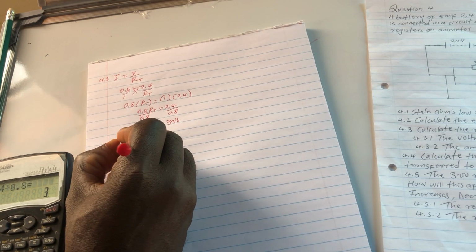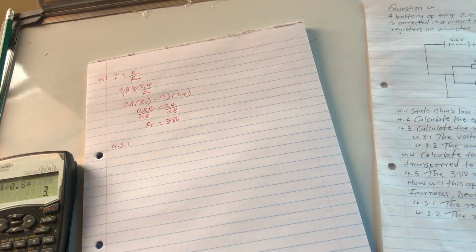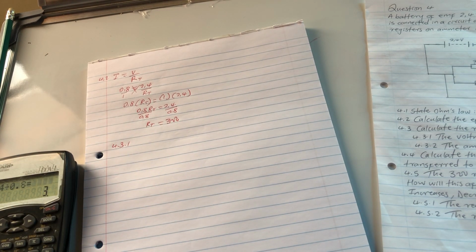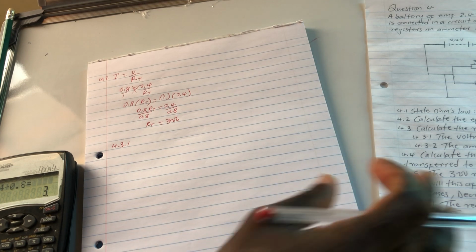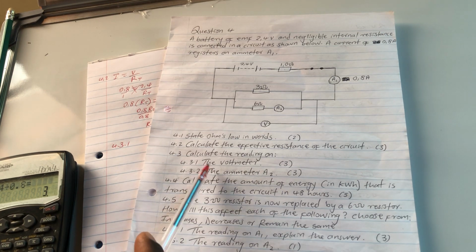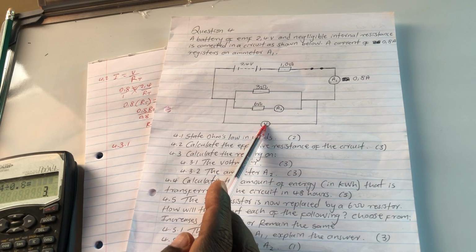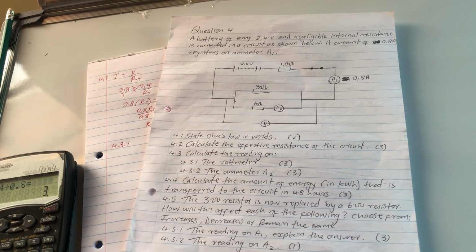4.3. Calculate the reading on 4.3.1, the reading on the voltmeter. Let me bring back this so that we'll see clearly. Calculate the reading on the voltmeter. Where is our voltmeter? This is our voltmeter. And then we are required to calculate the reading there. What do we do? How do we calculate the reading there?